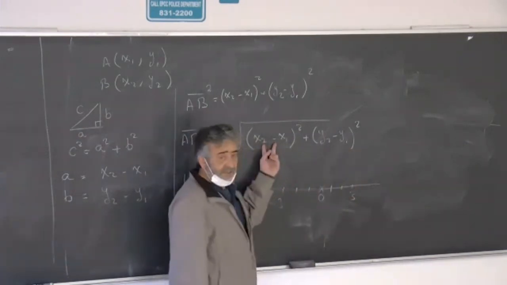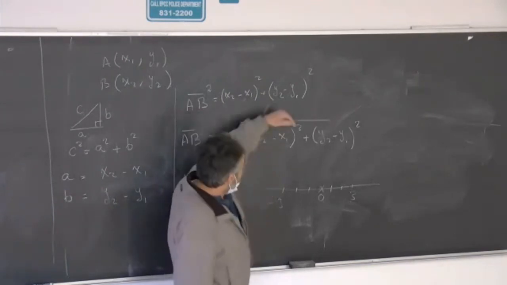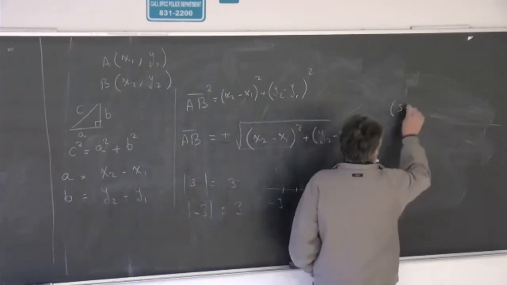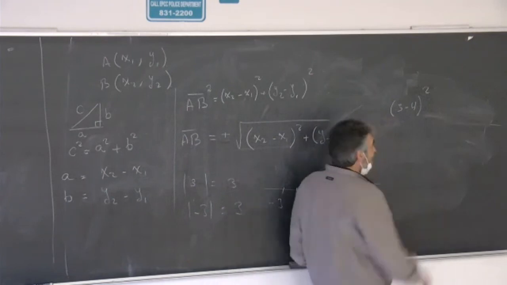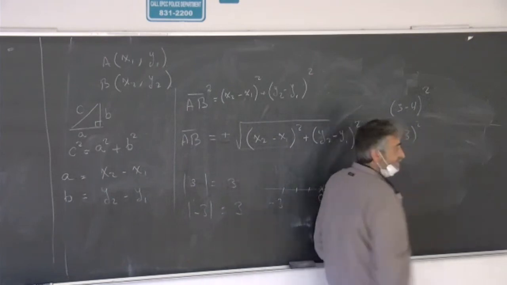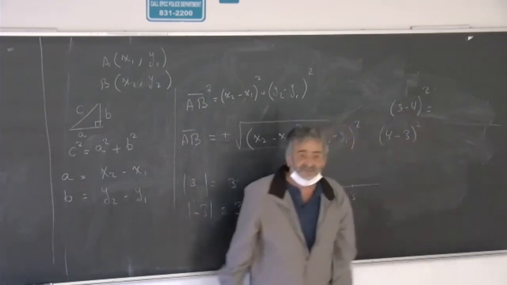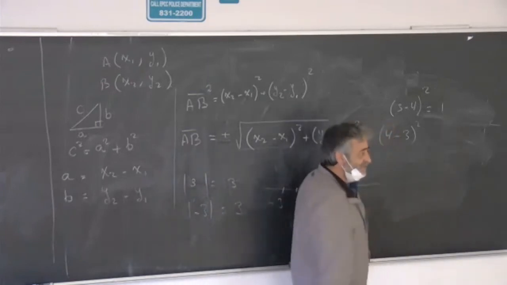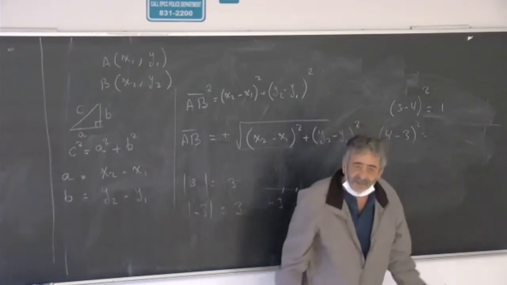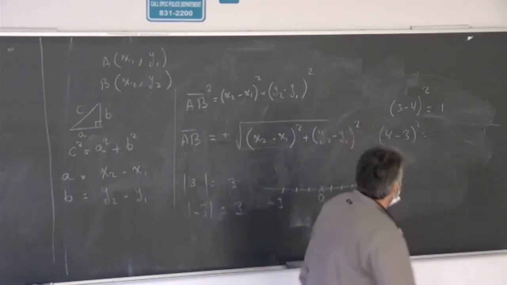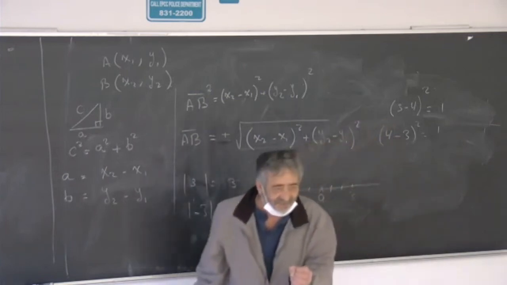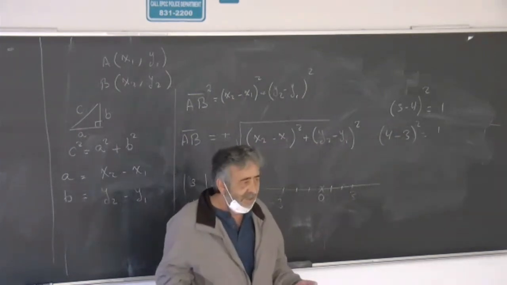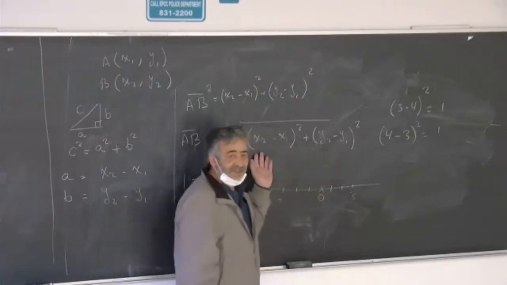Now, does it matter if I switch these around? Not really. Why? Because the number is simply squared. So notice, if I have 3 minus 4 squared, and I have 4 minus 3 squared, what do I get? Well, 3 minus 4 is negative 1, and when you square negative 1, you get positive 1. Now, 4 minus 3 is simply 1, and when you square 1, you get 1. So it really doesn't matter whether you put x2 minus x1 or x1 minus x2. We just do it this way for making it look good.